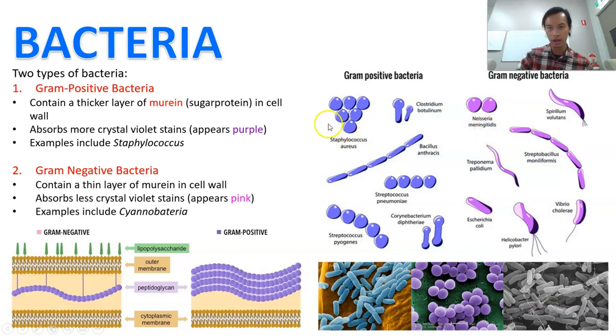So for example, here's your gram-positive, so staph is here. Anthrax, which is also another type of bacteria, is a gram-positive bacteria. Pneumonia is another one here, as well as a few other ones like diphtheria and so forth.